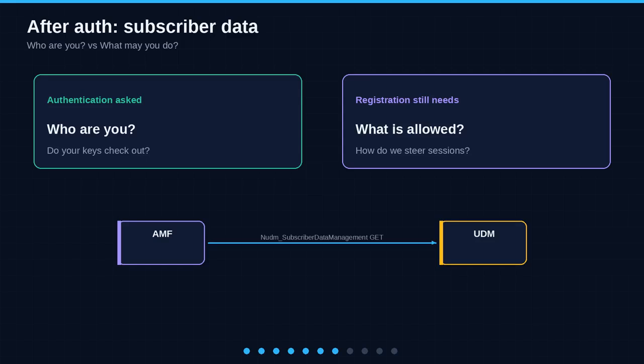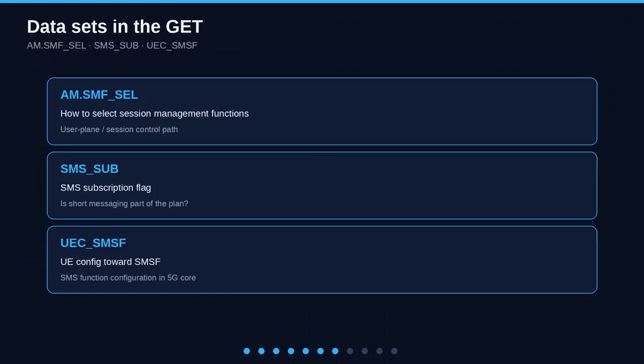SMF-sel relates to how the network selects session management functions. Basically, which user plane and session control path this subscriber should use. SMS-sub speaks to SMS subscription. Is short message service part of what they bought? UEC-SMSF relates to UE configuration for the SMSF, the function involved in SMS in the 5G core. You do not need to memorize every abbreviation expansion to see the pattern. The AMF is fetching access and mobility relevant subscription slices so it can complete registration cleanly. Steering, messaging flags, and related configuration.